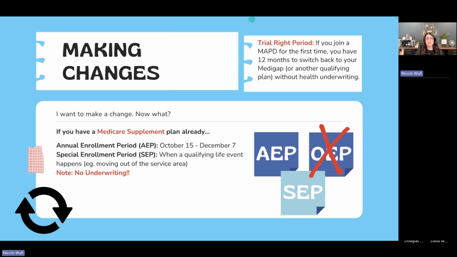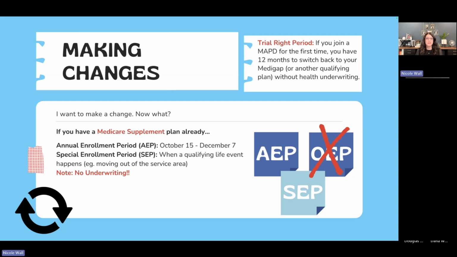So up here in the top right, with a trial right period, if you are joining a Medicare Advantage plan for the first time, so whether you just turned 65 and you're enrolling in a Medicare plan for the first time, or if you've been in, say, a Medicare supplement for 5, 7, 20 years, doesn't matter, and you want to try a Medicare Advantage plan for the first time, then you have a whole year to decide if that is right for you.